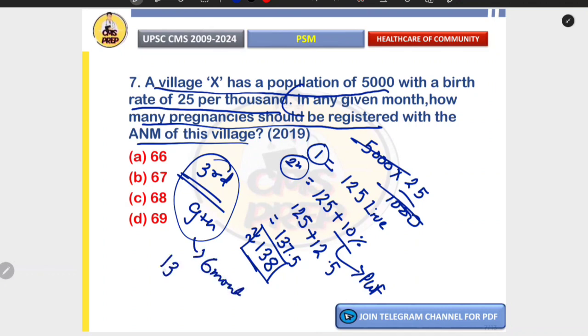Okay, so at any given time we will have 138 divided by 2, that is 69 pregnancies. So the correct answer is D, 69. This is a bit tricky question, but I have explained to you how to get to it. You have to add 10% as pregnancy wastage factor to the live birth.